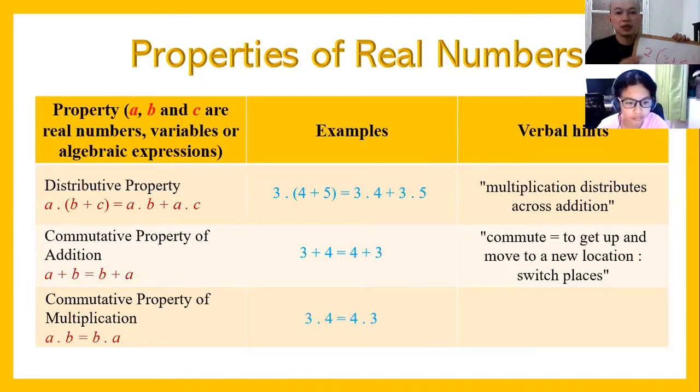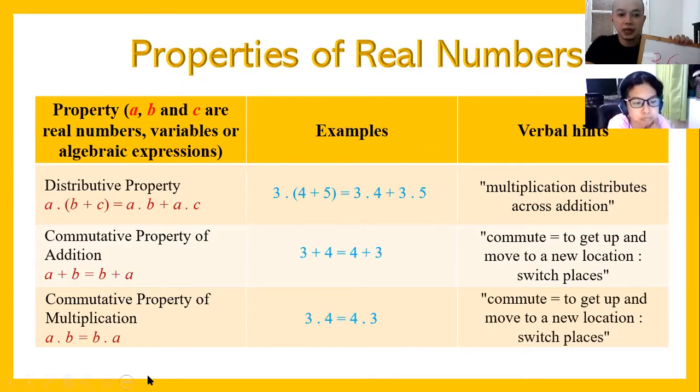Okay, so 3 times 4. What is 3 times 4, Kristel? 12, correct. How about 4 times 3? What is 4 times 3? 12. So you see, you just change position, but still the same value. 12 on one side, 12 also on the other side. So you call that commutative property of multiplication. All right, so the same verbal hint.